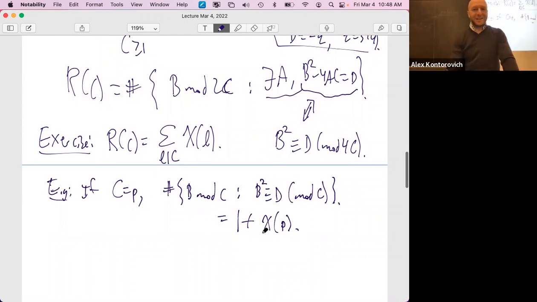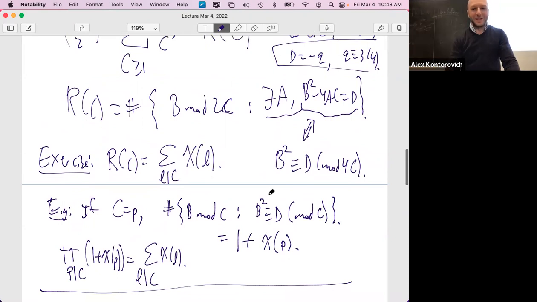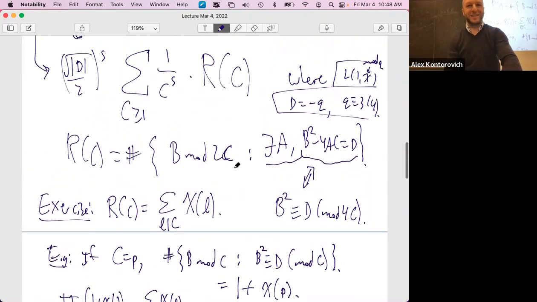And so when you take the product over all those primes dividing c, you can expand it and you just get a divisor sum. If you have the product over primes dividing c of 1 plus chi of p, that's the same as the sum over all possible divisors of chi of l when you multiply all this out. That's the exercise, and I've done most of it for you. There are some details to fill in, but this is basically the thing.